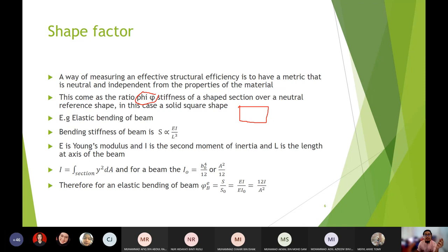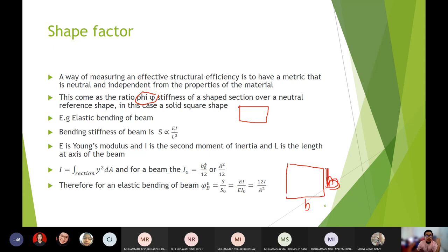So this I naught is the second moment of inertia for a solid square beam. It is equal to b, which is the width, and h is the height. Let me draw b, and then this is the h. To define it, a square has all sides the same.